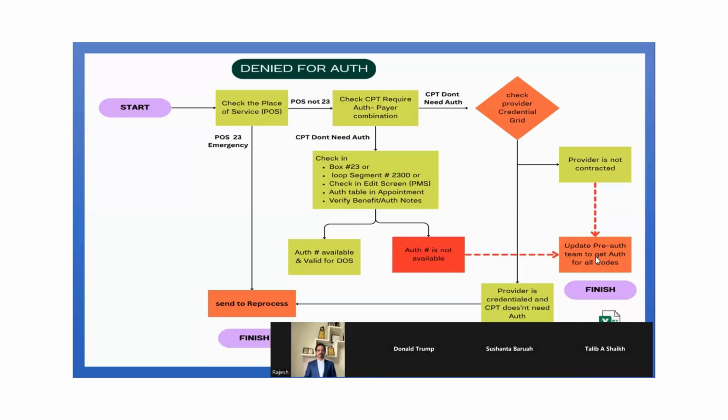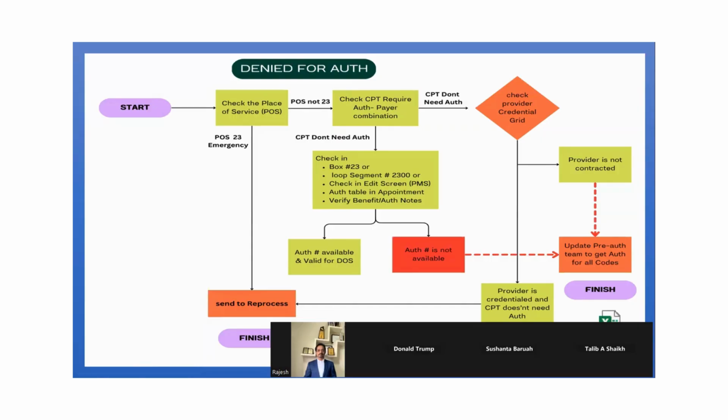In some organizations, you may have an authorization team with you. You can update them so that they will not miss this CPT code going forward. If it is with the client, we can send this detail to the client and ask them to check whether these particular codes need authorization. Sometimes the code does not need authorization, but the claim is still getting denied for auth. That majorly depends on the provider credentialing.